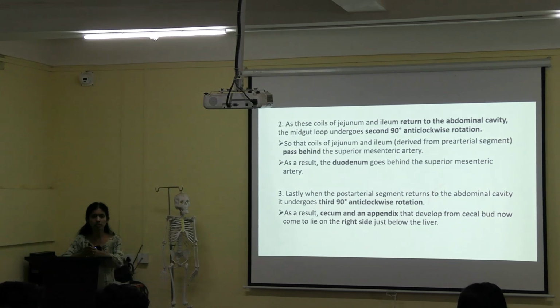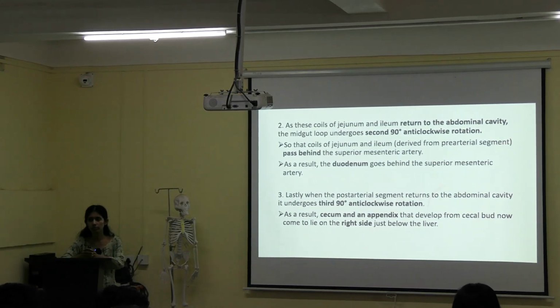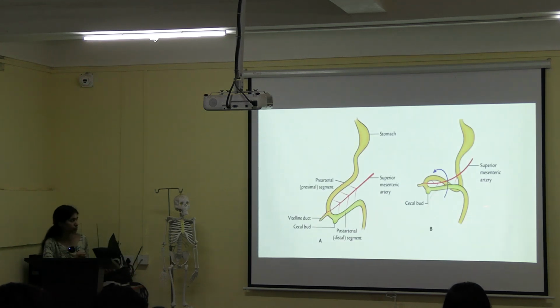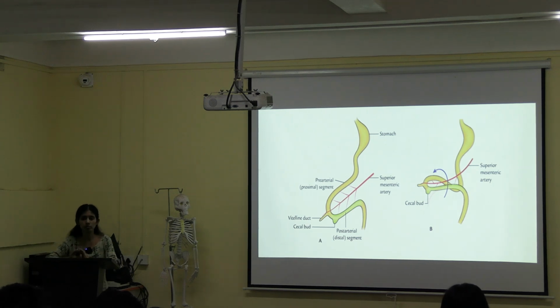So, what is going to happen in the post-arterial segment? Your post-arterial segment is going to develop the cecum and appendix from the cecal bud. The development of the liver is also taking place. So, these structures will move towards the right side of the body, okay. Any doubts in this? No doubts? Okay. What is happening in the A picture or in the A diagram?